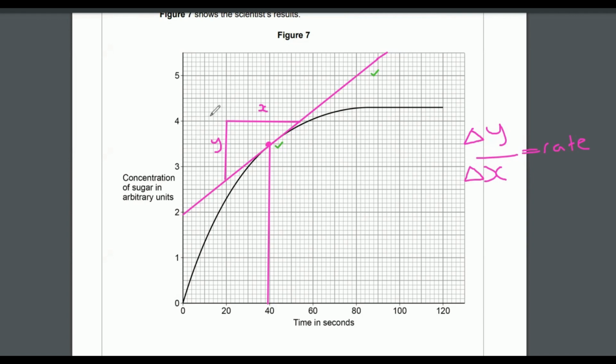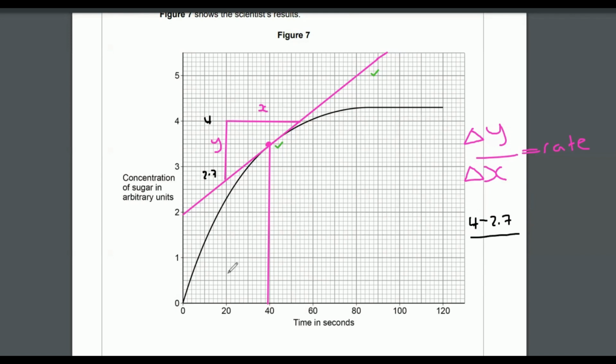So I just need to work out what these numbers are here. So this is 4 for Y, but Y started over here at 2.5, 2.6, 2.7. So Y is 4 over 2.7. So I'm going to write that here: 4 take away 2.7. That is Y. You could just write 1.3.